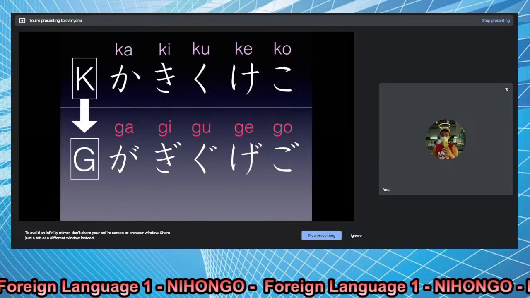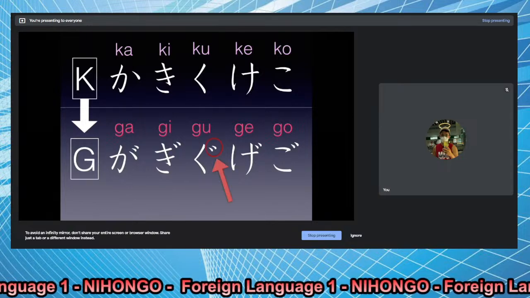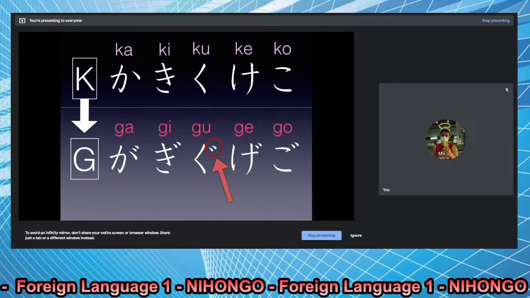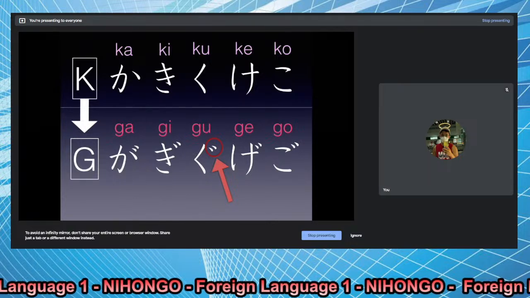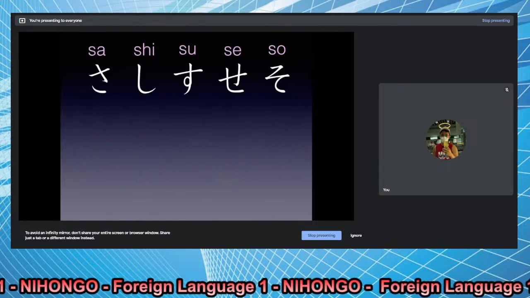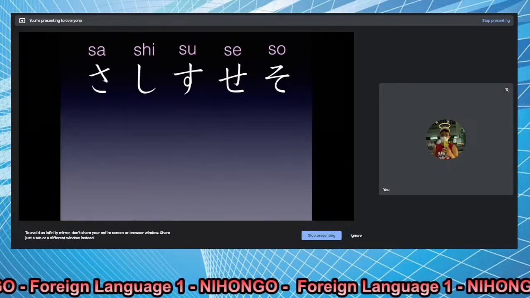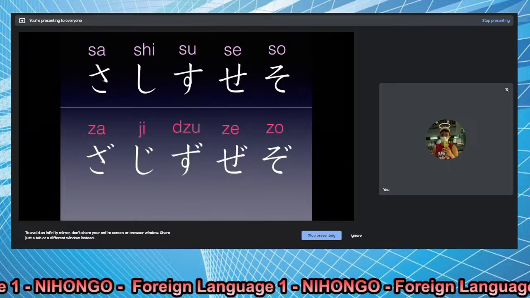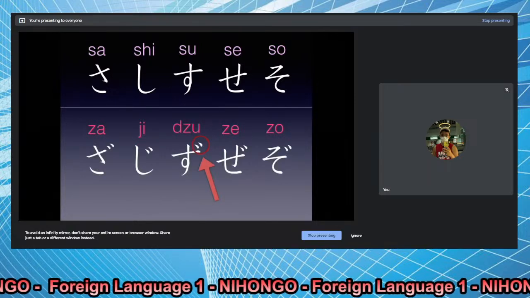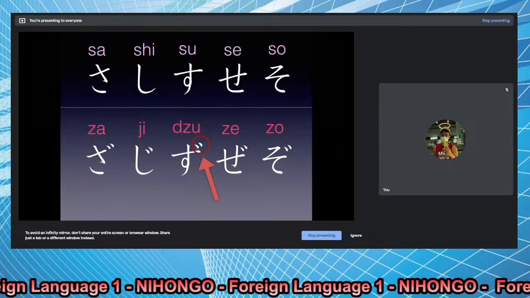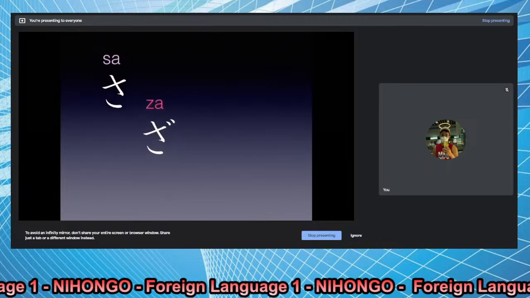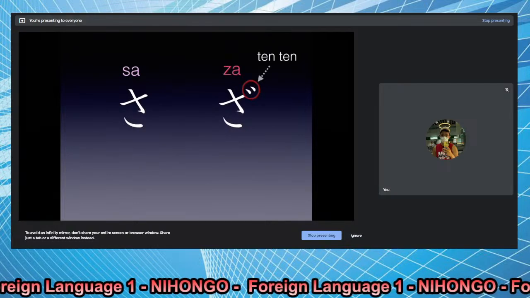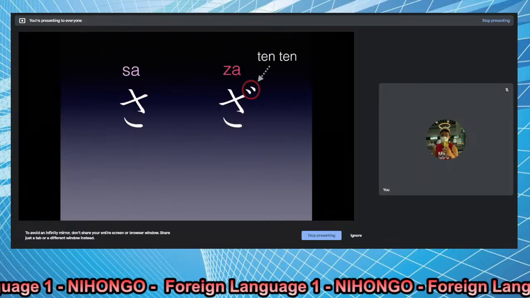Right, this is what we did. We added these two tiny strokes to ka, ki, ku, ke, ko to make them ga, gi, gu, ge, go. You do the same with the S sounds. To make them Z sounds, you simply add these two strokes, looking like two dots, to each letter. Be sure to nicely place them at the upper right corner of the letter. These special markers are called ten.